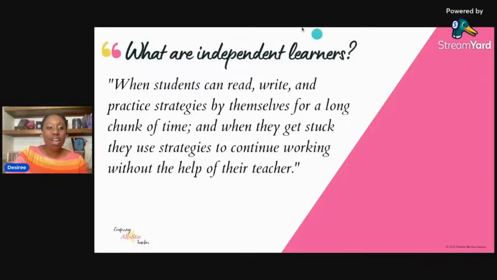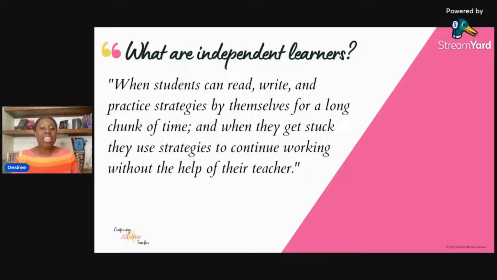Next thing is, what are independent learners or what are independent readers and writers? Okay, so once you kind of know, okay, this is what I believe a needy reader or writer is, now let's talk about, well, what's the opposite of that? What are independent learners? Because this is what you're going to want to model and demonstrate to your students so they understand what it really is.